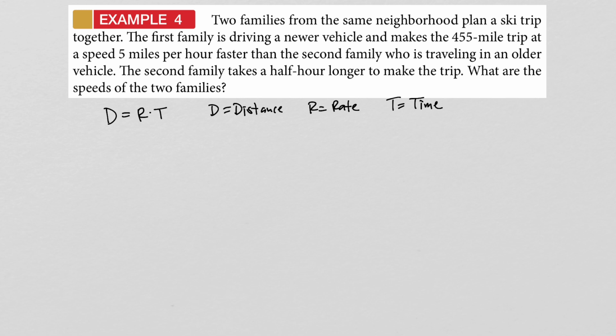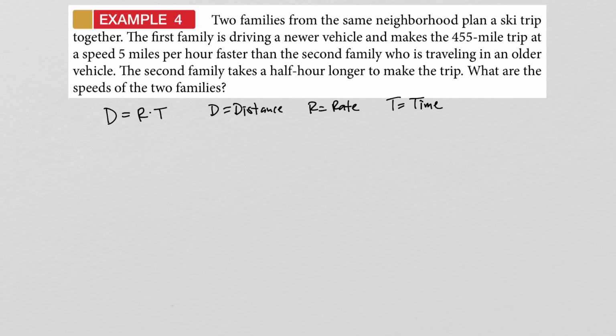Okay, so it says two families from the same neighborhood plan a ski trip together. The first family is driving a newer vehicle and makes the 455-mile trip at a speed 5 miles per hour faster than the second family, who is traveling in an older vehicle.